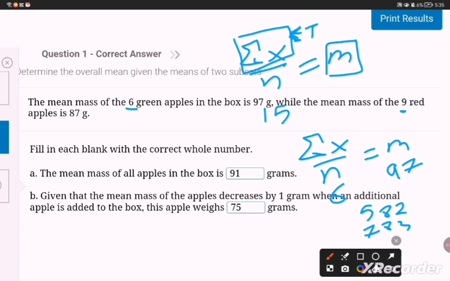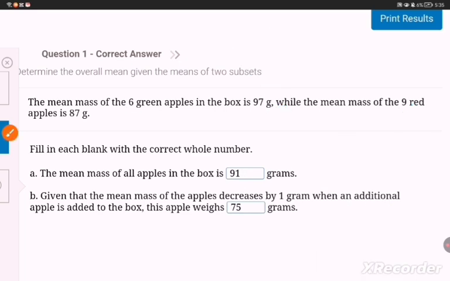Now, they're not asking for the summation of x, they're asking for the mean mass. So all you have to do now is take 1,365, substitute it for summation of x, and divide it by 15. So you're going to take your calculator, you're going to do 1,365 over 15, you get an answer of 91 grams. Okay? So for part B, they told you that the mean mass of the apples decreases by 1 gram when an additional apple is added to the box, and they want the weight of that apple.